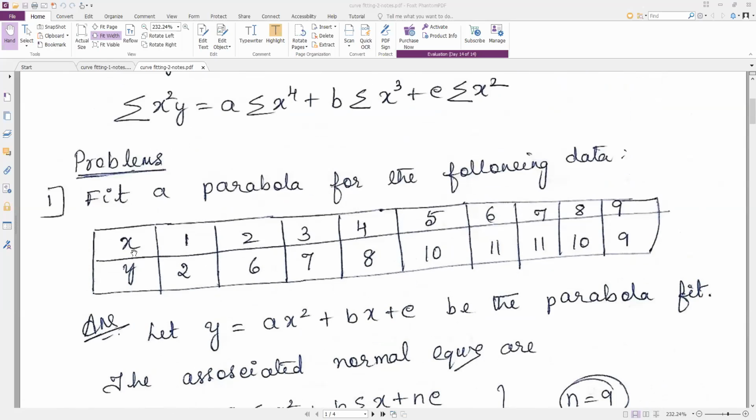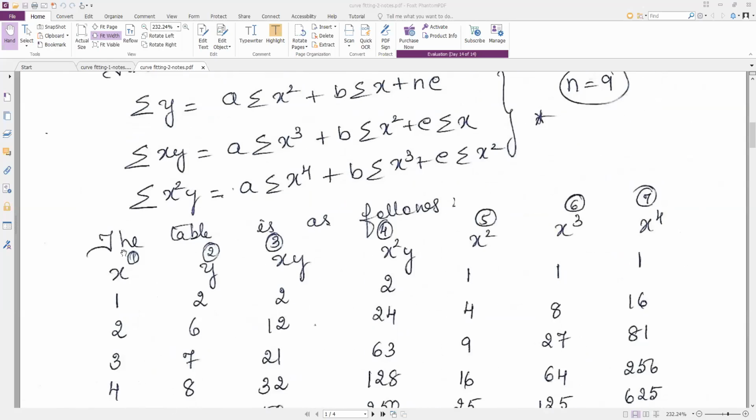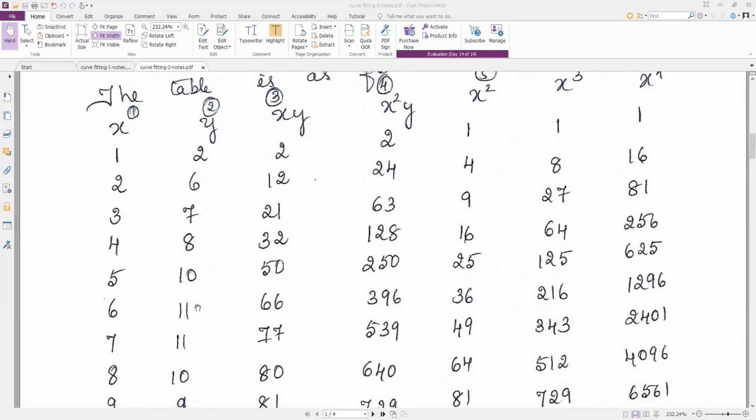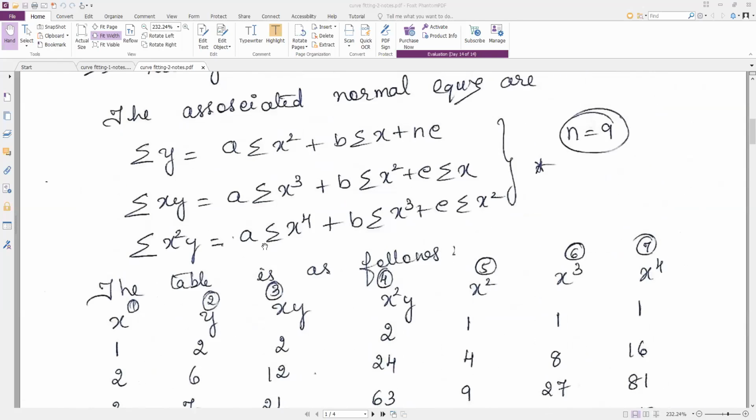Then form the table, write x, write y. Okay, this is the x column, this is the y column. And what else do we require in the normal equations? We require x into y. We require x square y. Then we require x square. Then we require x cube. Then we require x to the power 4. So in total we need 7 columns.